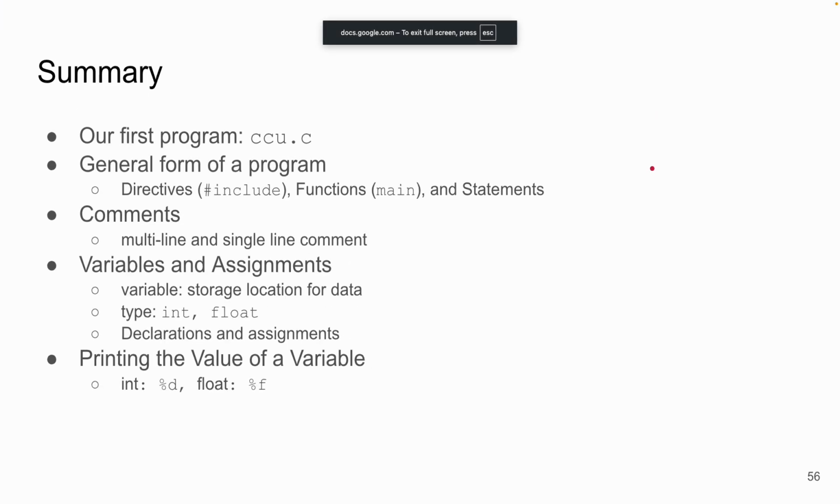Okay, so this is the summary for fundamental 1, but today our plan is to finish fundamental 2. So what I'm going to do is continue with the fundamental 2 slides. Let me quickly recap what we learned in fundamental 1. We introduced our first program, Hello CCU. We also introduced the general form of a program. We introduced 3 features, and then the importance of adding comments to your code. Then we talked about the concept of variables and assignment. And we talked about how to use printf to print out the values of different variables.